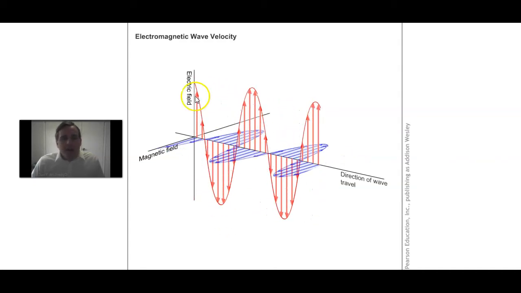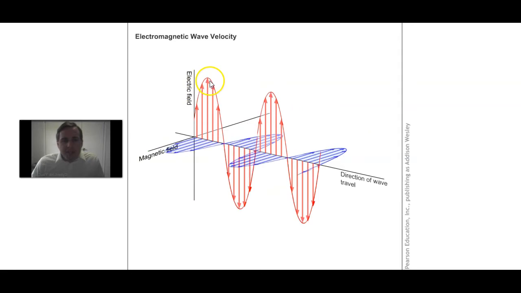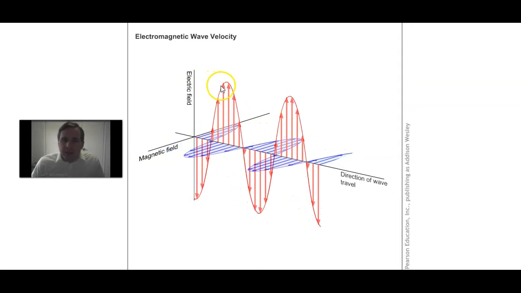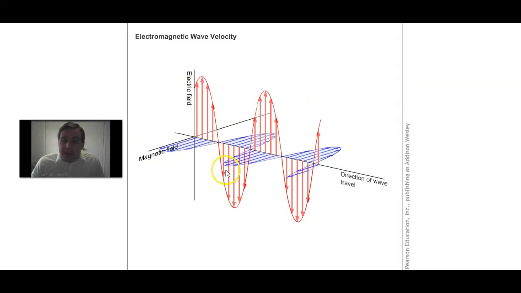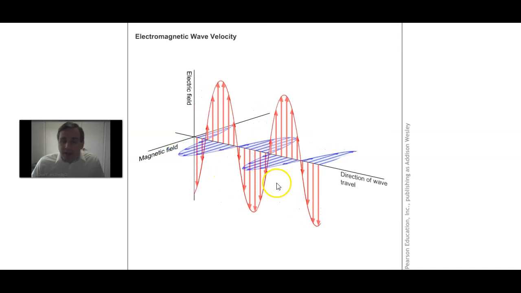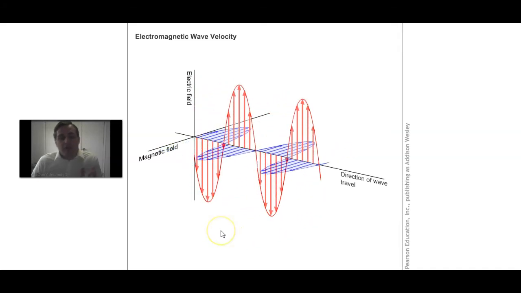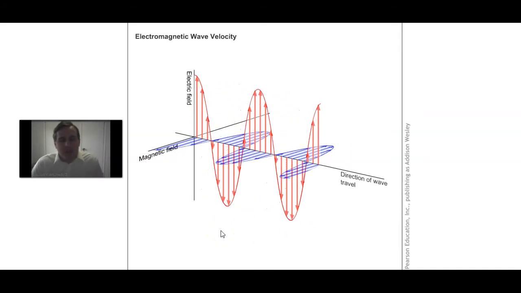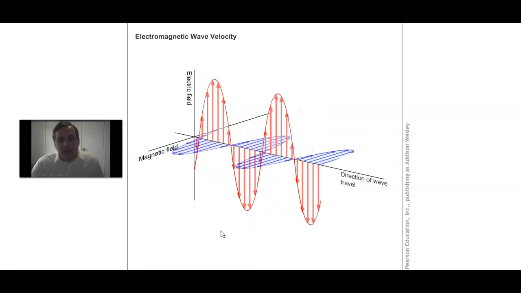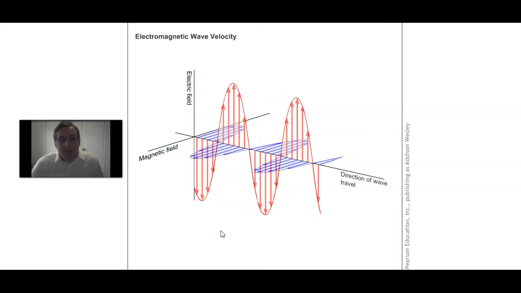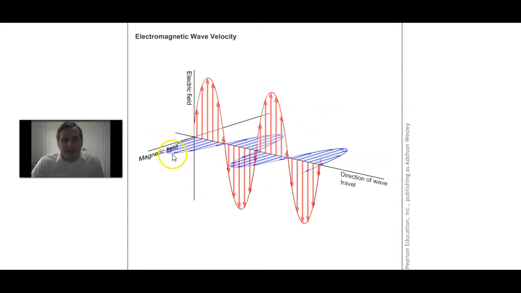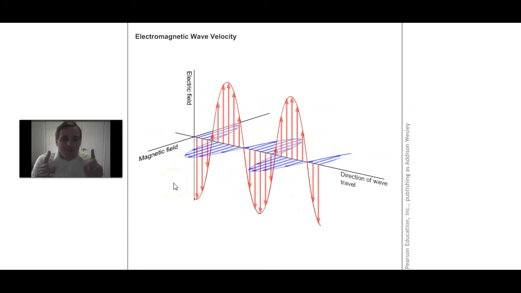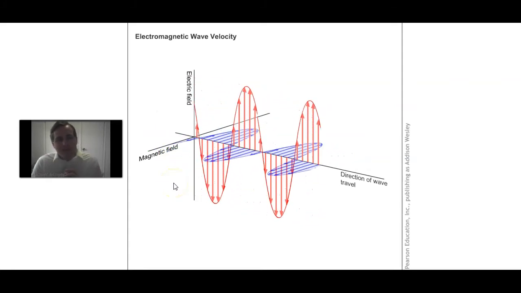How about the peaks? Well, notice that the peak of the electric field is in sync, that is in phase, with the peak of the magnetic field. Okay? So these waves are not out of phase at all. The electric field and the magnetic field have the same frequency. Now, by the way, do the electric field and the magnetic field have the same units or the same magnitude, so to say?